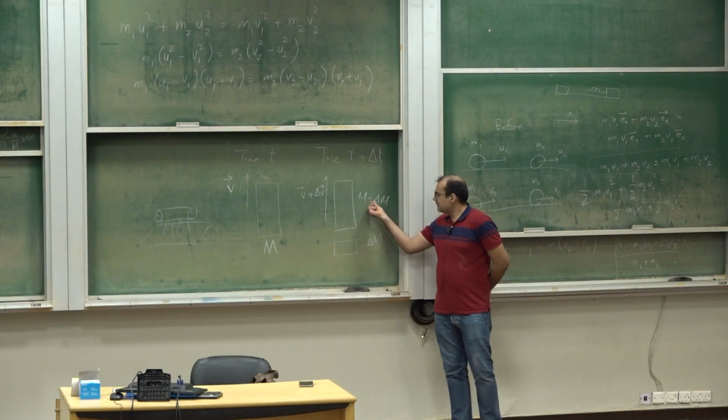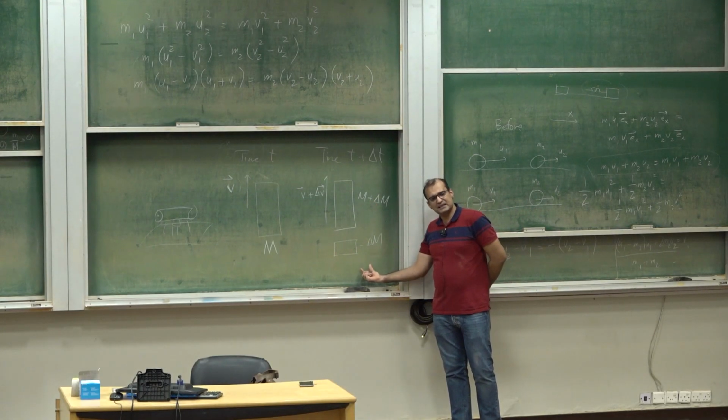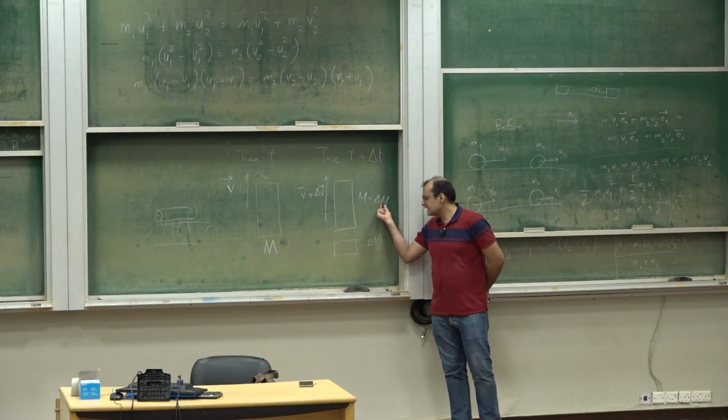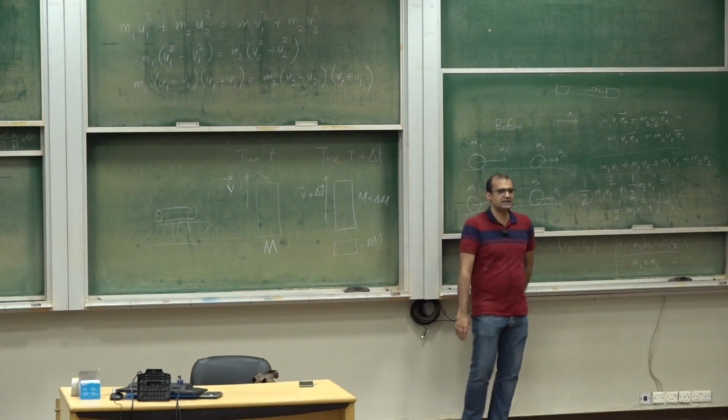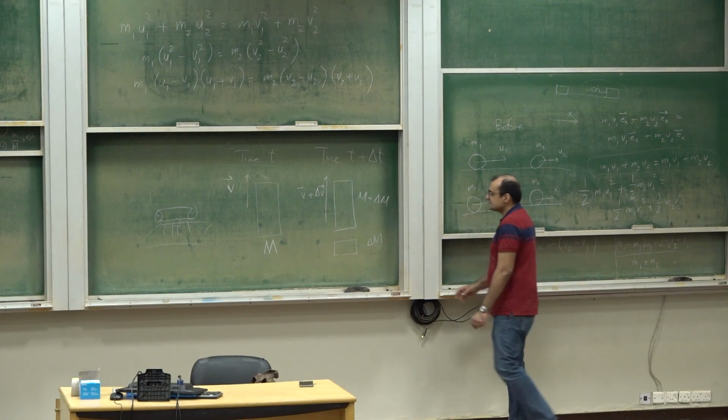Here many people do m minus delta m, then this becomes plus delta m. Many people do m plus delta m here, then this becomes minus delta m. Because delta m itself is negative. The change in the mass is negative, right? Okay. Now what is its velocity?